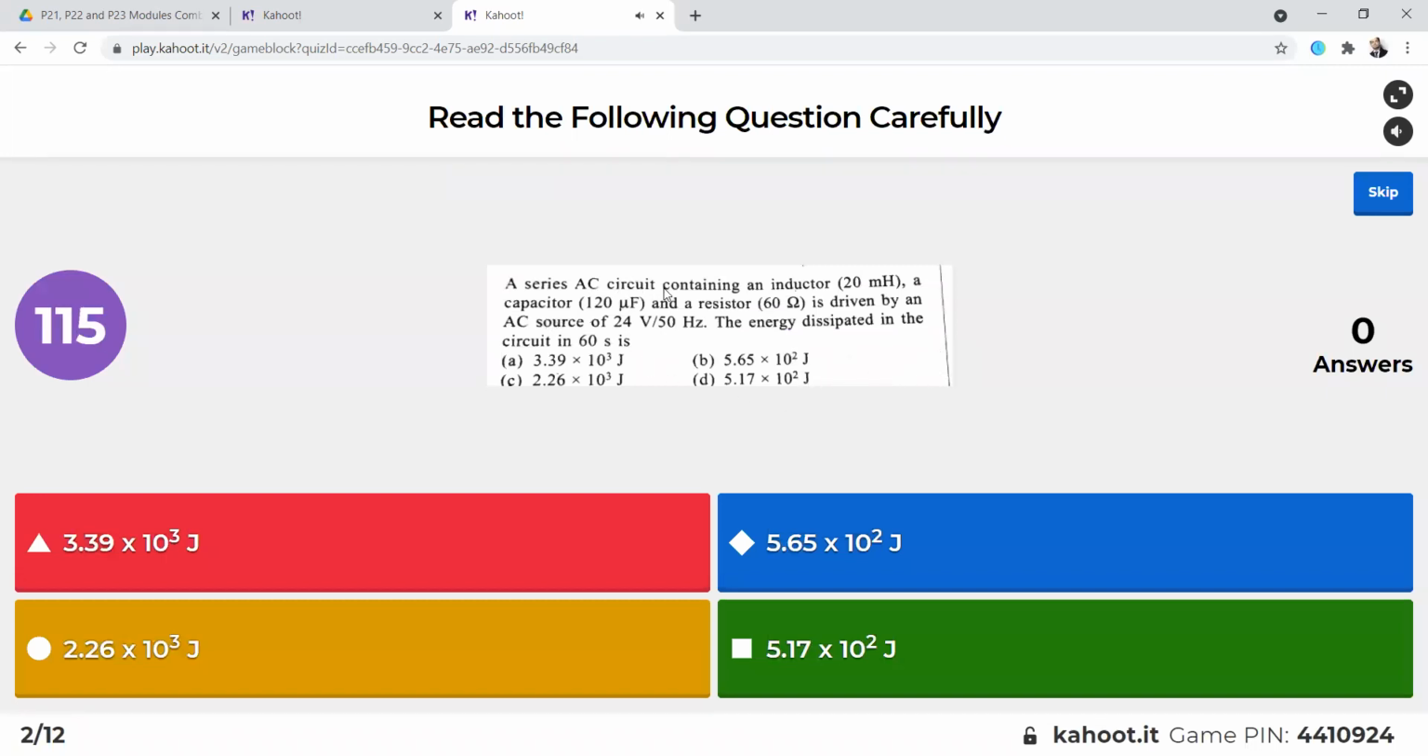So we again have a series AC circuit containing inductor, capacitor and resistor. And we have the AC source of this much voltage and frequency. The energy that is dissipated in the circuit we have to find.